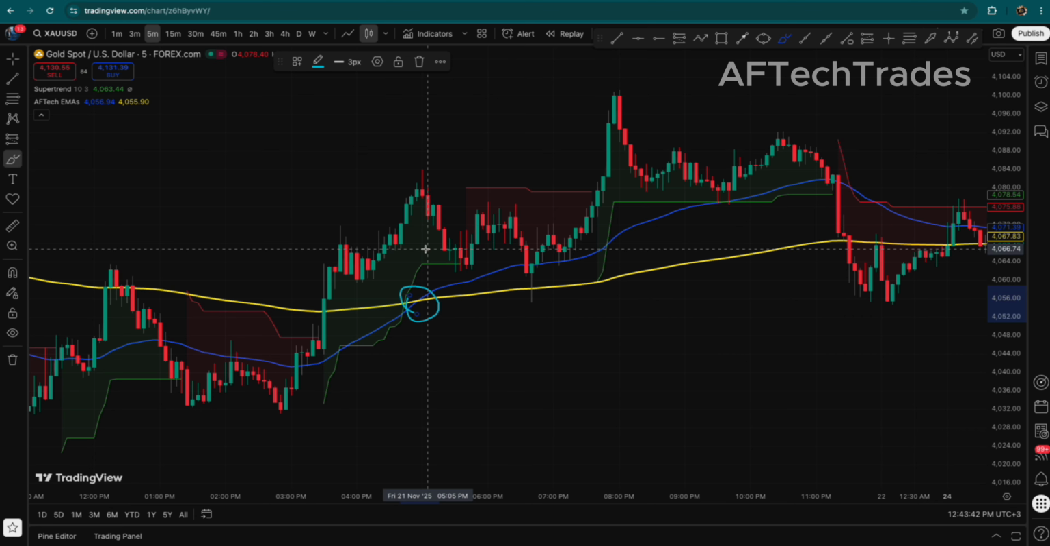Now let's go to the next indicator to add, if you don't want to use the EMA.